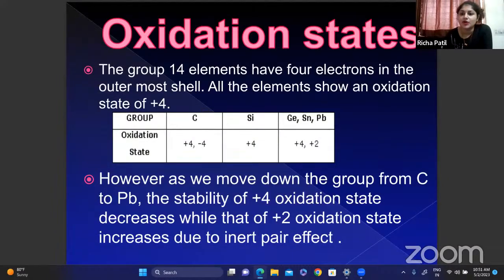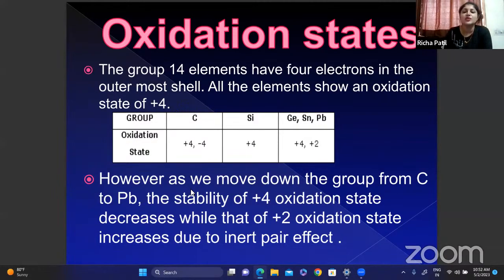So what about the oxidation state? When you are talking about oxidation state, the group 14 elements have 4 electrons in the outermost shell. All the elements show an oxidation state of group number, that is plus 4. You can see carbon shows plus 4 or minus 4. Silicon shows plus 4. Germanium, tin and lead show plus 4 and plus 2.